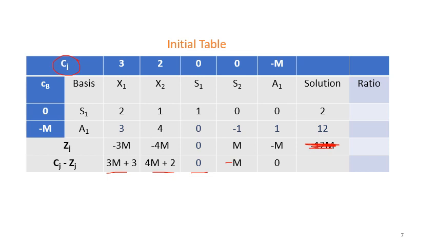When you look at these Cj minus Zj values, remember this is a maximization problem. Optimality is reached only when the Cj minus Zj value in a maximization problem is less than or equal to 0.